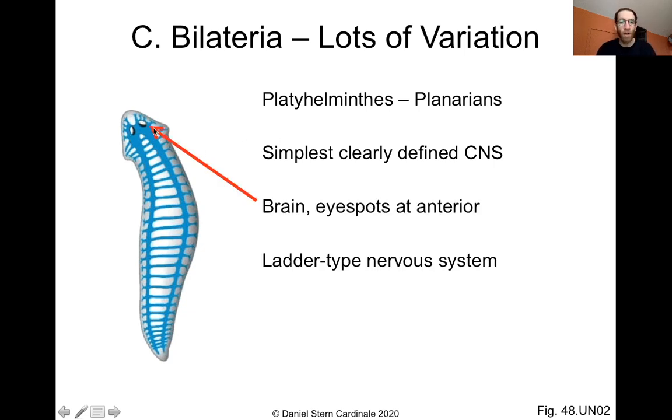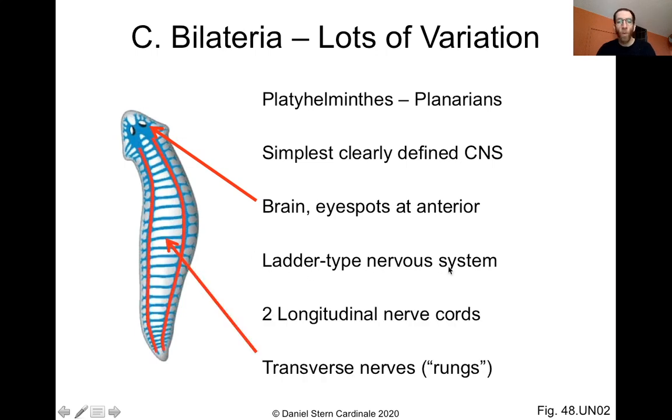At the anterior end, they have a brain. It's a very rudimentary brain, but it's still a structure we call a brain, and that is very closely associated with those eye spots that allow these organisms to detect light and dark and move appropriately based on the amount of light. From that brain, we have what's called a ladder-type nervous system, where we have two longitudinal nerve cords running down the length of the body in parallel to each other, and then structures called transverse nerves making up the rungs of that ladder.